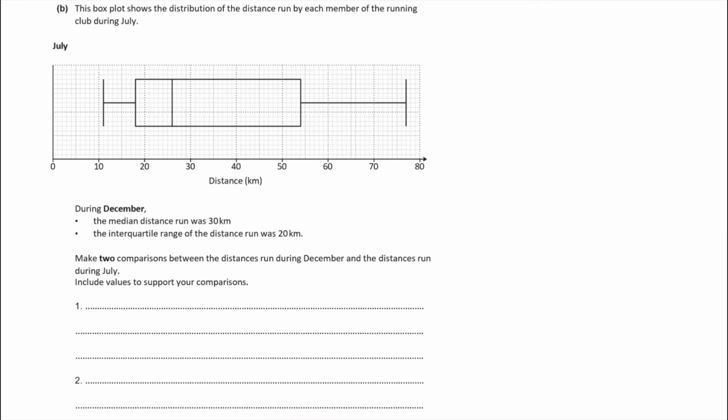Part B says this box plot shows the distribution of the distances run by each member of the running club during July. During December, the median running distance was 30 kilometers and the interquartile range of the distance run was 20 kilometers. Make two comparisons between the distances run during December and the distances run during July. Okay, so we know the median and interquartile range from December, it's given in the text, and we've got the data for July shown as a box plot, so we should be able to read off those two values from here.